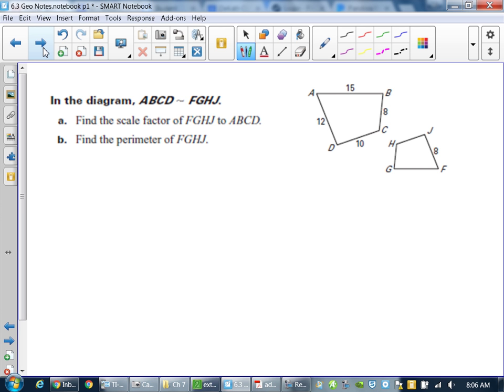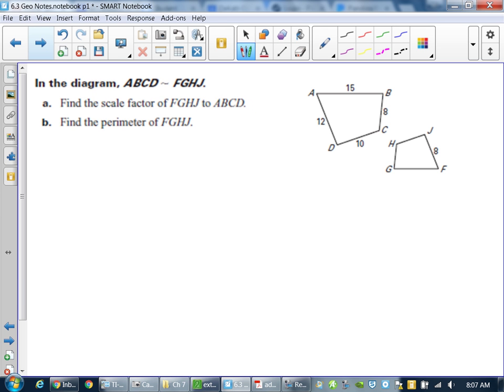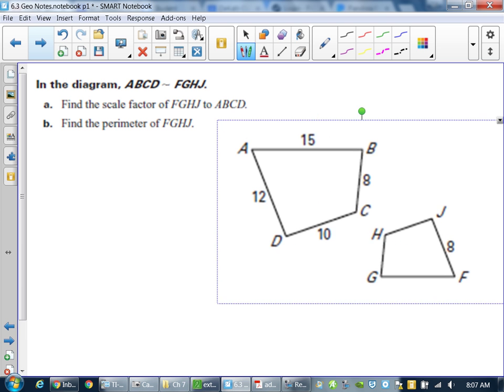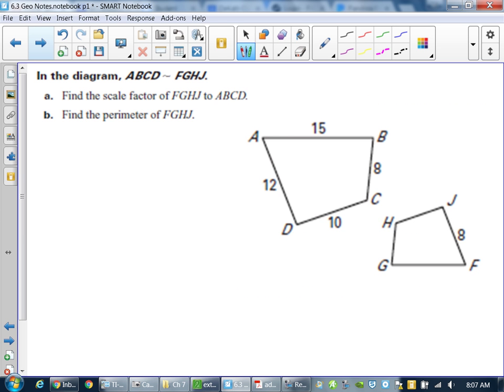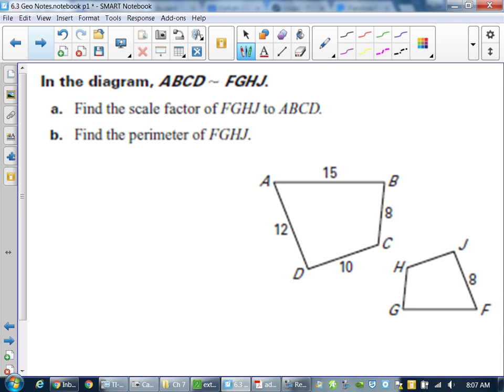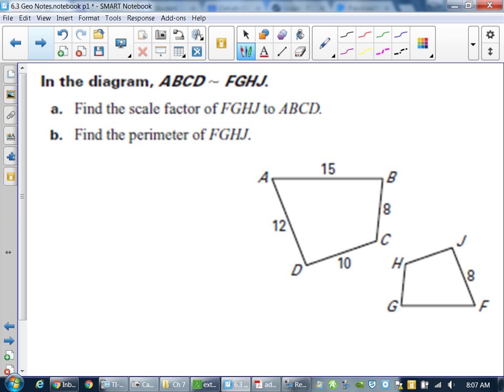Same idea here, guys. Now you'll start to notice that we're going to get diagrams with less information, but you're going to be given still a similarity statement. When you're given a similarity statement, all you have to do is the same thing. Write out the fractions. So in this diagram, it tells you that the figure on the left, ABCD, is similar to the figure on the right, FGHJ.